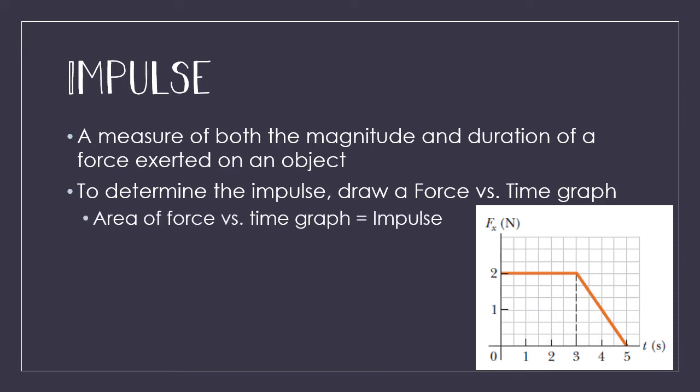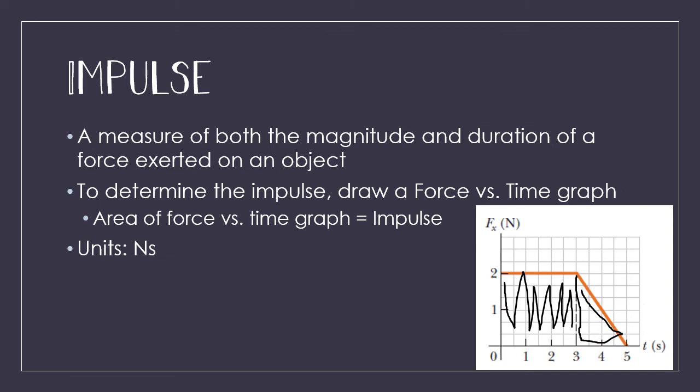To be able to find the impulse exerted on our object, we would need to find the area of this force versus time graph. When I'm saying the area, really I mean the area from the graph to the horizontal axis. So to find that area, we would be finding this area in here, it's a square, and then the area of this triangle right here.